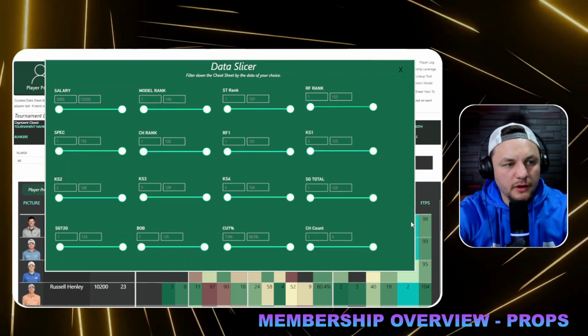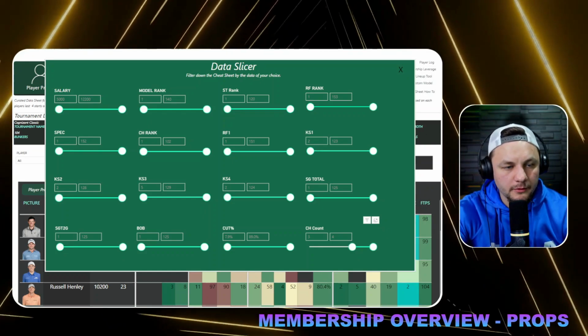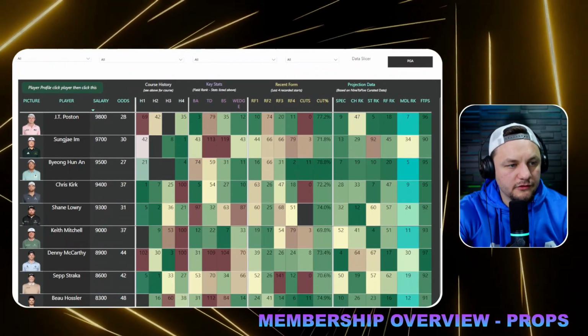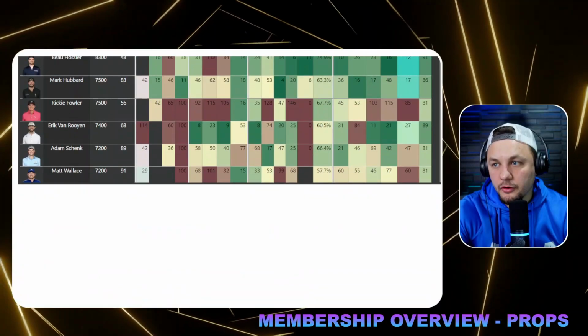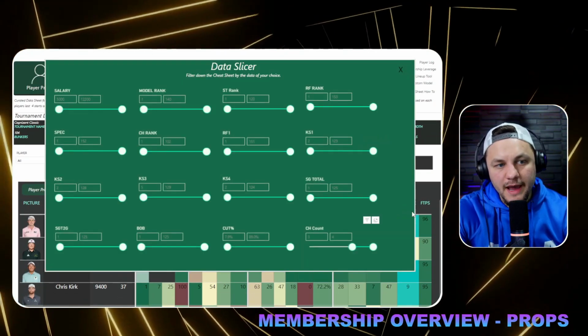And so let's say you just want to sort by golfers that have made more than 2 starts at this tournament. Okay, you do that, you click out of it, and so we can see all the golfers have made multiple starts at this tournament. Maybe you just want to look at course history in terms of golfers that have made a start. You can do that.